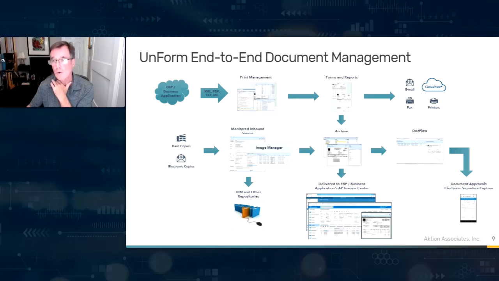And then doc flow, again, this is what we use to route documents for either problem resolution or approvals. It can also be used for electronic signature capture. So it's a pretty flexible application. And then we can also deliver those documents or the data from those documents to your ERP for automated data entry. So very flexible applications, and you can kind of mix and match based on whatever your particular needs are.